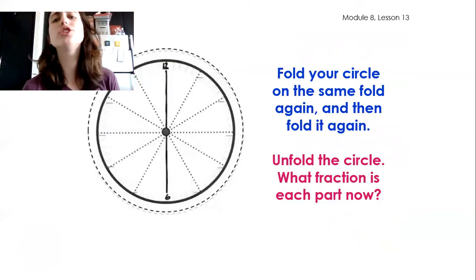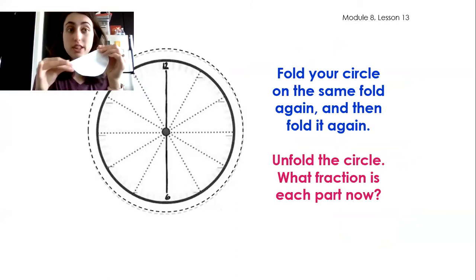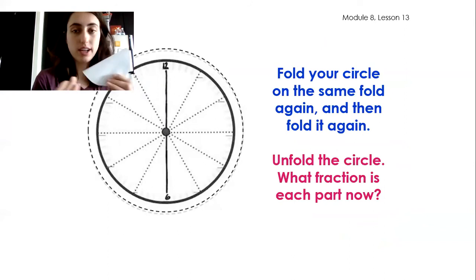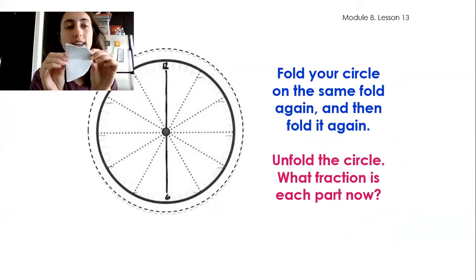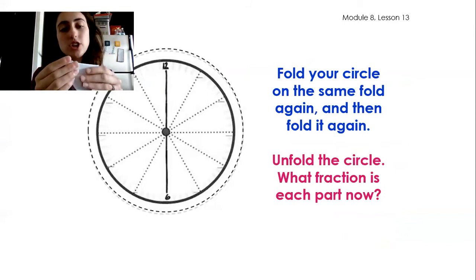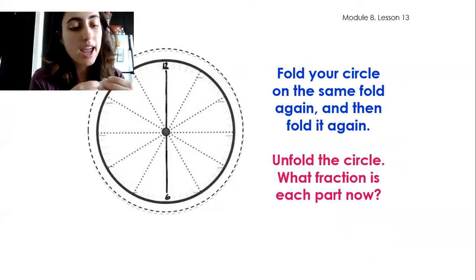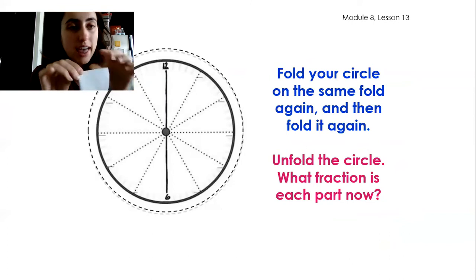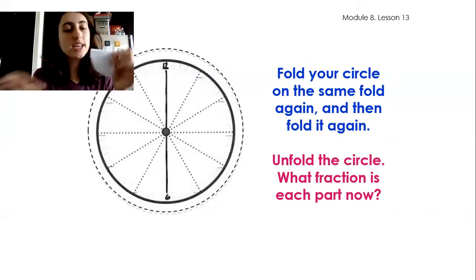I want you to fold your circle on the same fold again, the one that we just did, okay? Now I want us to fold it again in half, folding it over like so, okay? So making sure that it's on the line. There is a line there. And that it's not too messy and that it's nice and even on the edges. And make sure you got a crease.